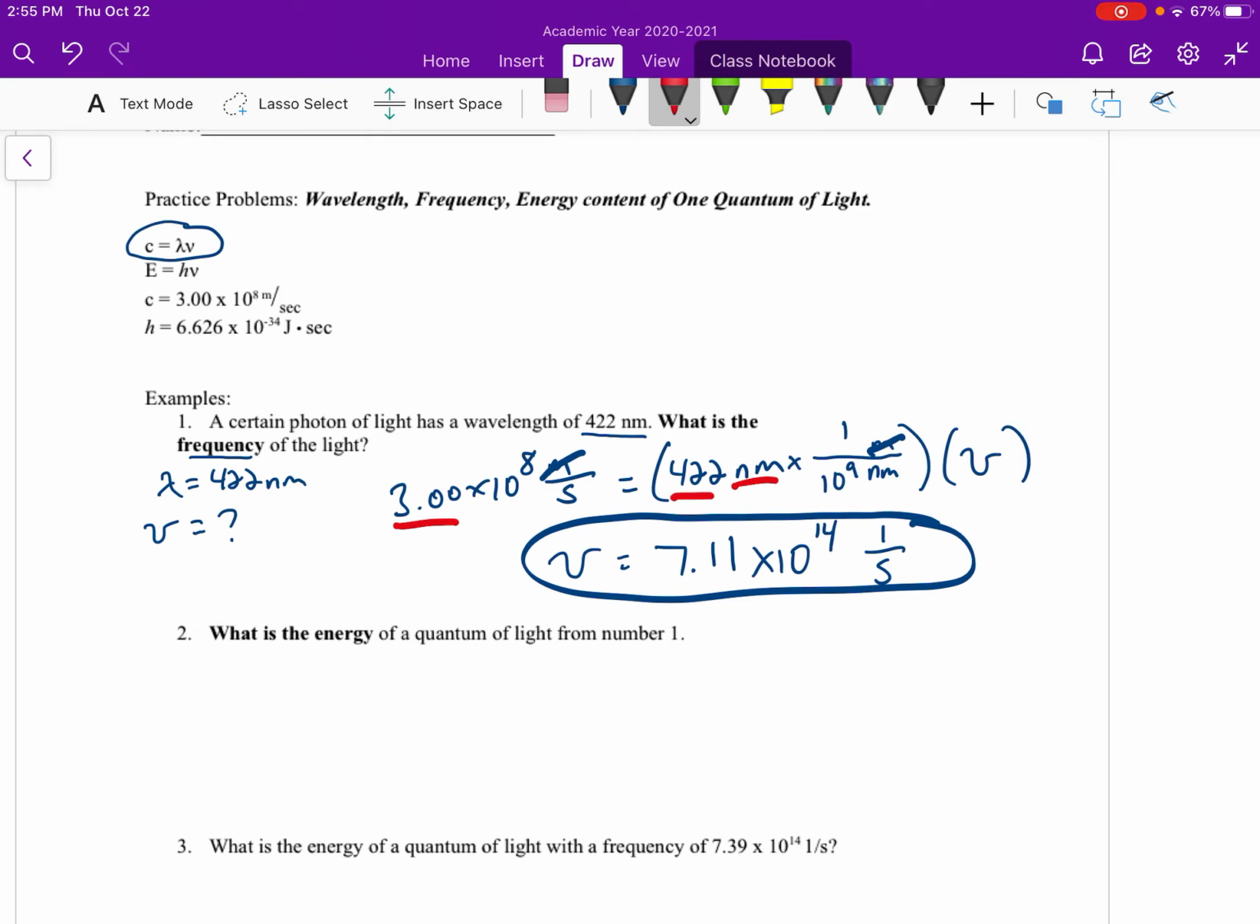Next one, and then we'll let you guys finish. What is the energy of a quantum of light from number 1? So two ways we can do that. We have this equation, and we have the energy to wavelength equation. It really doesn't matter which one you do. Energy equals hν. Energy equals h, which is a constant, joules times seconds, times my frequency.